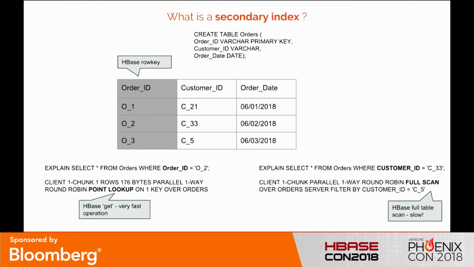On the right side, I'm querying by another column. And that's essentially a full scan. So essentially what you're doing is scanning the whole table, filtering by customer ID. And so that's going to be really slow, obviously, right? Especially if you have a big table.